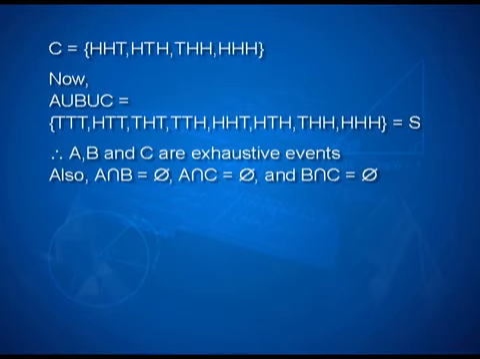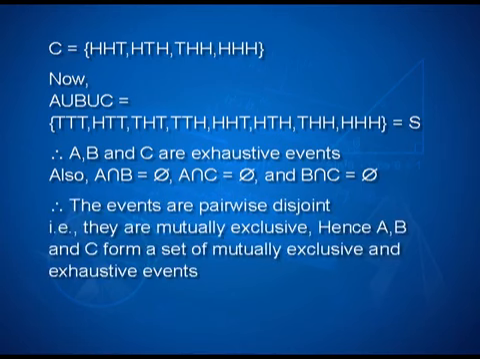Also, A intersection B is phi, A intersection C is phi and B intersection C is phi. Therefore, the events are pairwise disjoint, that is, they are mutually exclusive. Hence, A, B and C form a set of mutually exclusive and exhaustive events.